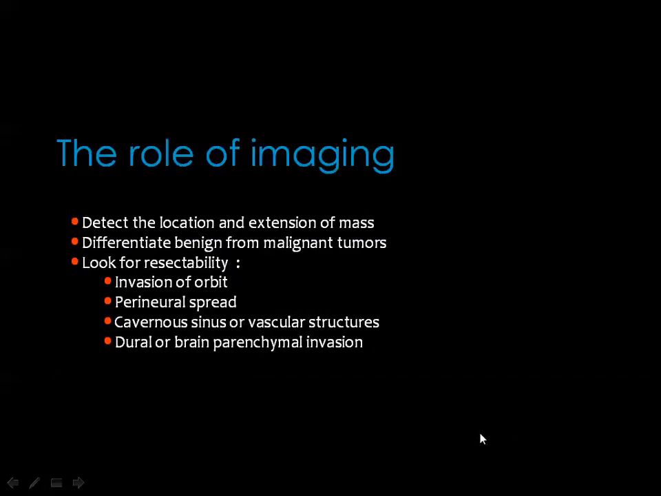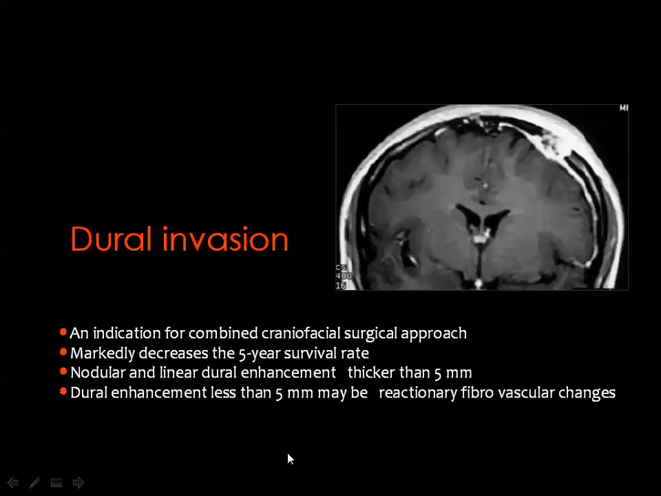Then, what are the important roles of imaging in this particular area? Number one is the detection of the lesion and to show its extensions accurately. Then differentiation between benign and malignant lesions, and looking for the possible resectability of the tumor, including invasion of important structures like the orbit, extension along the nerve roots, or invasion of the cavernous sinus and major vascular structures, and dural and parenchymal invasion.